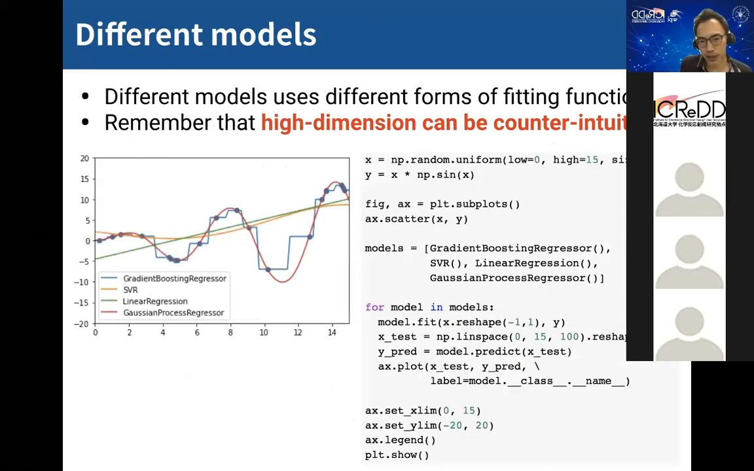For example, we can see that different models use different function shapes. In this example, we see the gradient boosting regressor, support vector regressor, linear regression, and Gaussian process regression here. And the curve shape is very different, right? It looks like this red curve is really fitted to this data set, but remember that high dimensions can be counterintuitive. In this lower dimensionality, probably a continuous model like the Gaussian process regressor performs very well. But in high dimensions, even the stepwise function generated by the gradient boosting regressor can get very high performance, sometimes better than these continuous functions. So it can be very counterintuitive.